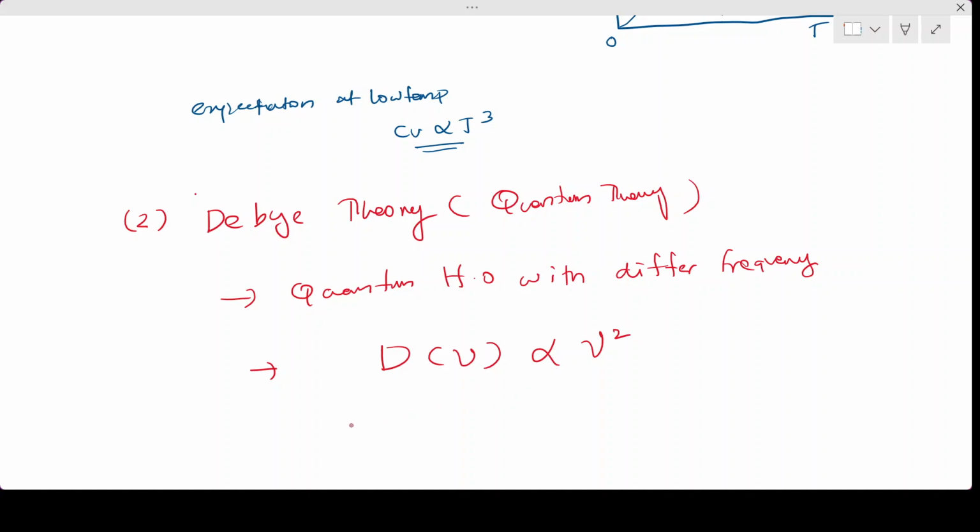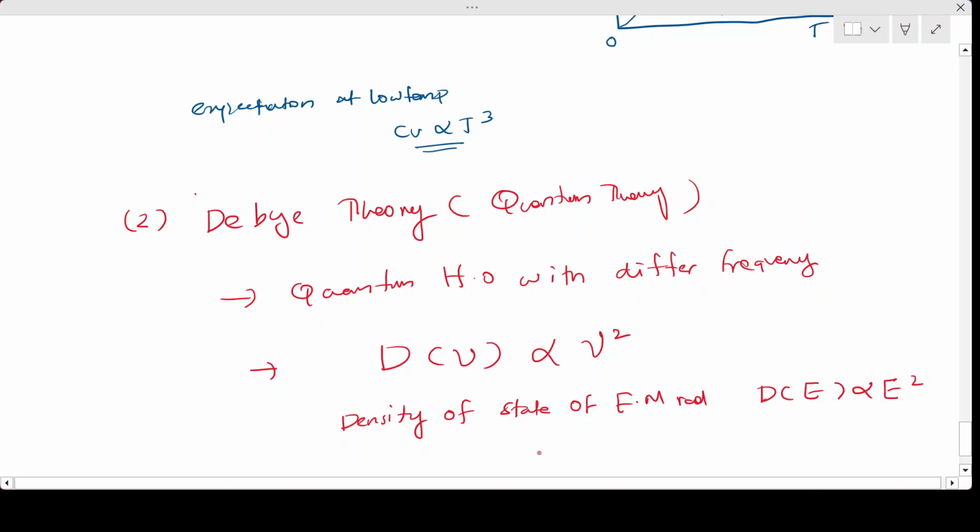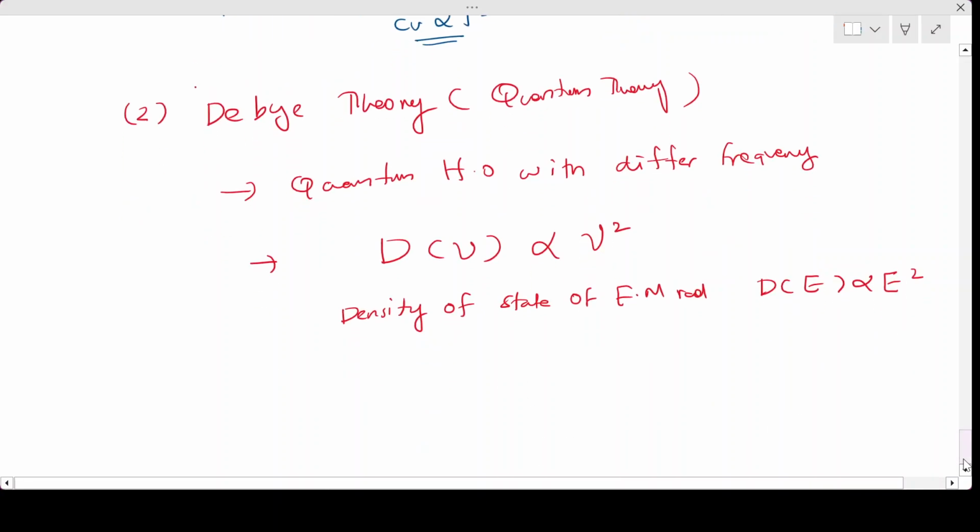You can see that the density of state of an electromagnetic radiation, D of E, is actually proportional to E square, where E is the energy. So it is an energy representation. In density of state, we normally consider the number of energy states available per unit energy. So if you want to know exactly what density of state is, you can have this term.